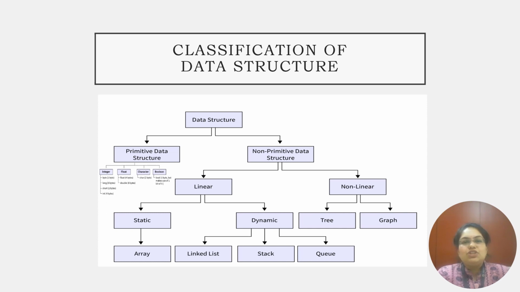Static data structure includes array. Dynamic data structure includes linked list, stack, and queue. Non-linear data structure is categorized in two types: tree and graph. So we are going to see all of them one by one.